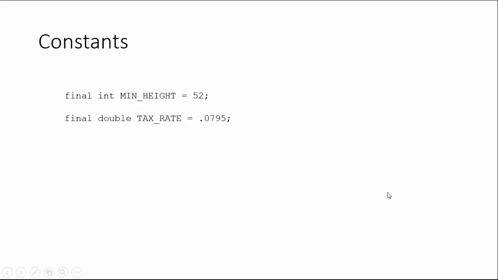Constants are variables in memory created to hold values that will never change. We use the final modifier. Like all variables, the variable is created using a type and a name. In the first statement, the variable min height is created of type integer. 52 is assigned to the variable, and since it's marked final, we cannot override the value 52. We use all uppercase letters when creating variable names for constants, using the underscore character between words.